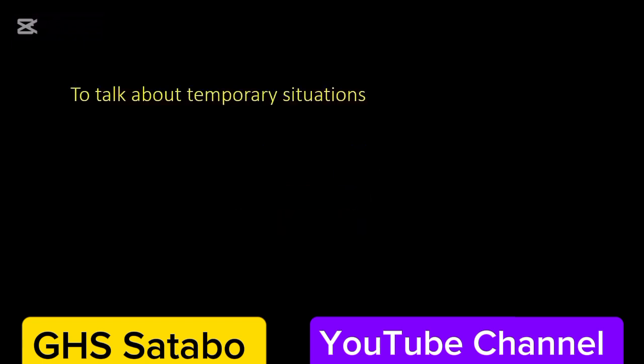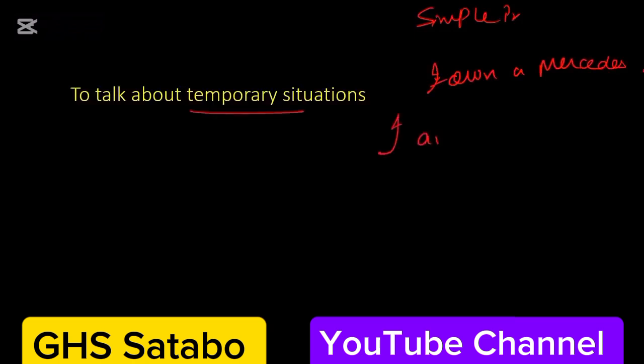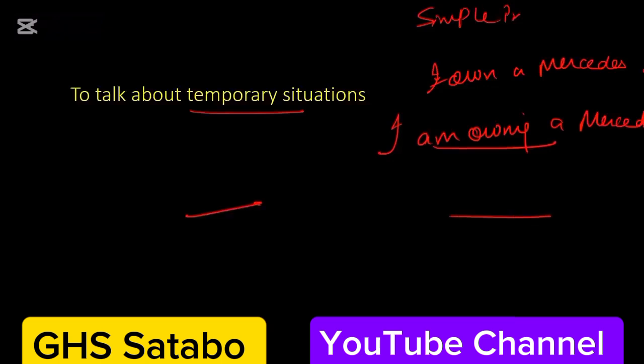Also, present continuous tense is used to talk about temporary situations. Unlike simple present, when we say I own a Mercedes, I mean to say that this is my possession, I have it. It's a permanent situation. But when we talk about present continuous tense, I will say I am owning a Mercedes. That means right now I have a Mercedes, but yesterday or tomorrow it can be something else.